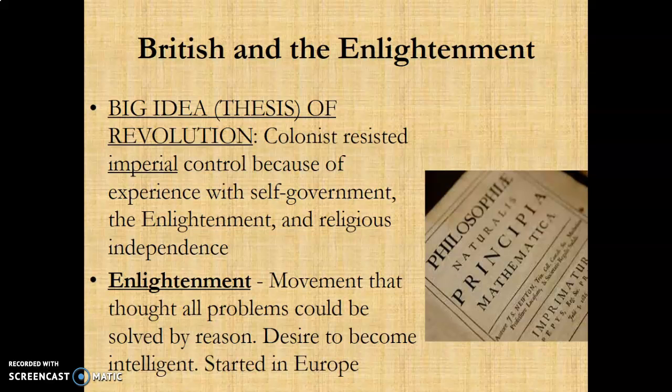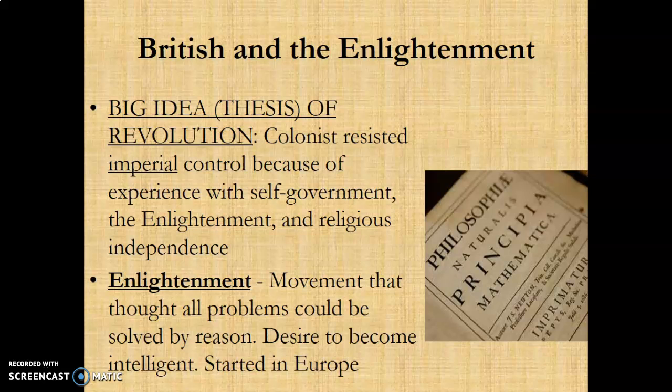And for us to get started, I need us to write a thesis on the American Revolution. So remember, the thesis is our reasoning for why something took place. So if I was to ask you, why did the American Revolution take place? Your thesis could be, the colonists resisted imperial control. Now, imperial is just like the British Empire. So the colonists resisted the British Empire control because of experience with self-government, the Enlightenment, and religious movements.